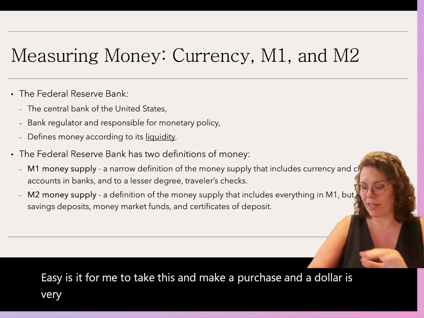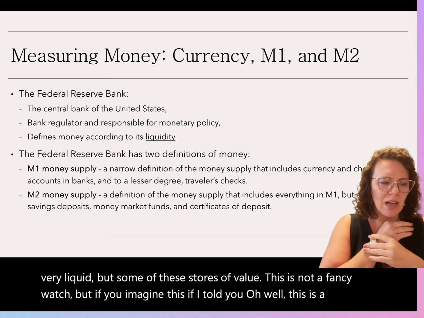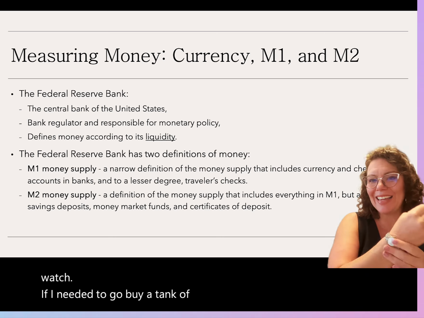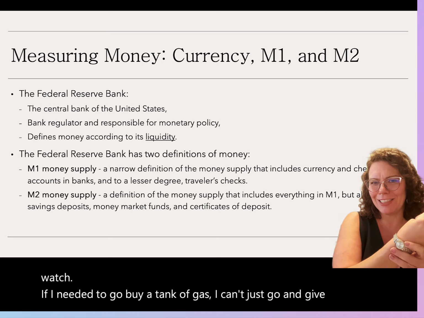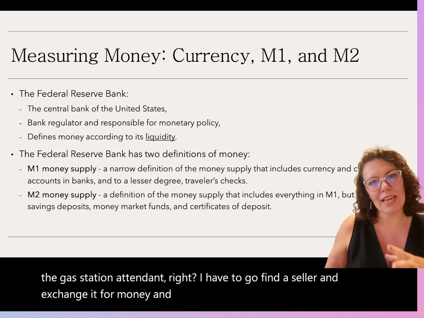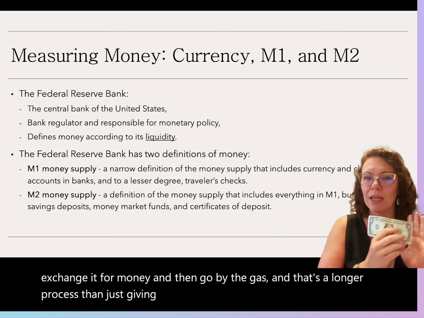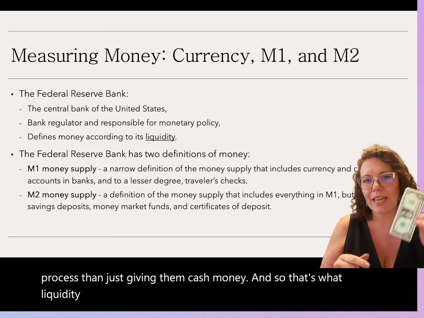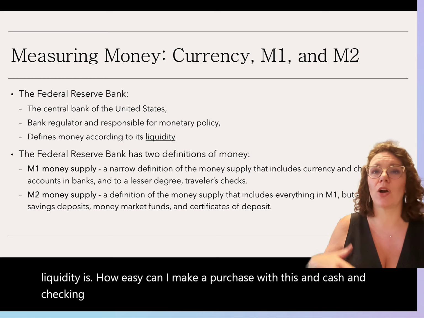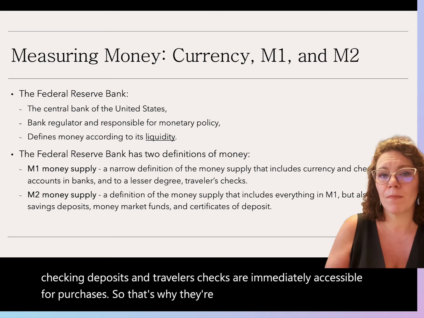But some of these stores of value, this is not a fancy watch, but if you imagine this, if I told you, oh, well, this is a $1,000 watch, if I needed to go buy a tank of gas, I can't just give this to the gas station attendant, right? I'd have to go find a seller and exchange it for money and then go buy the gas. And that's a longer process than just giving them cash money. And so that's what liquidity is, how easy can I make a purchase with this? And cash and checking deposits and traveler's checks are immediately accessible for purchases. So that's why they're considered M1.